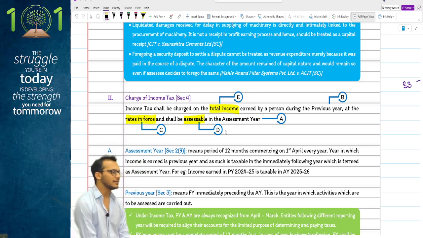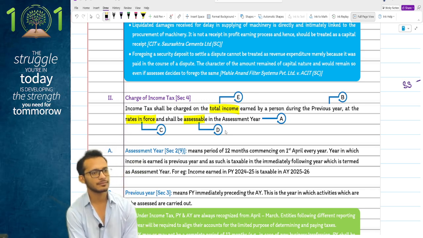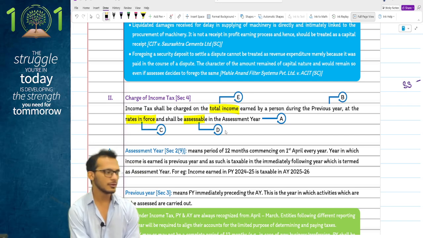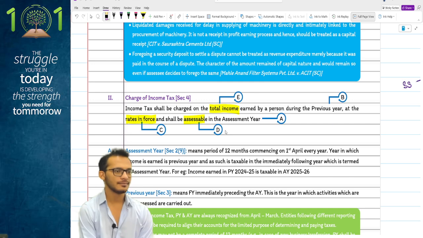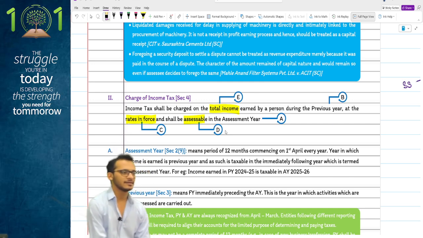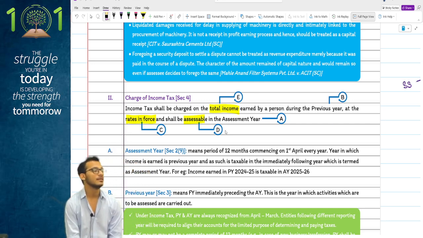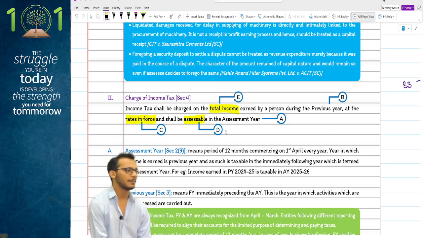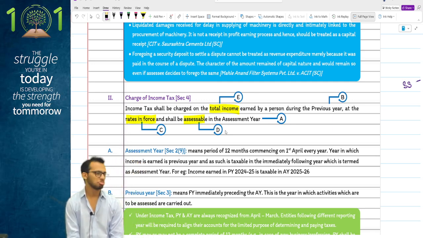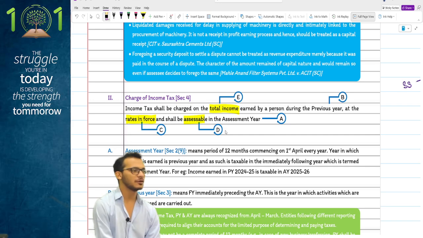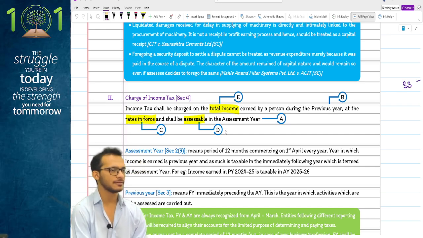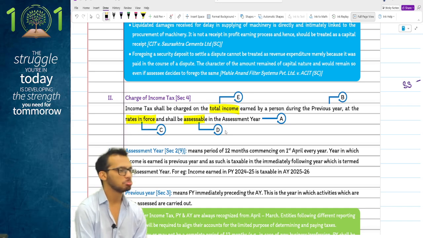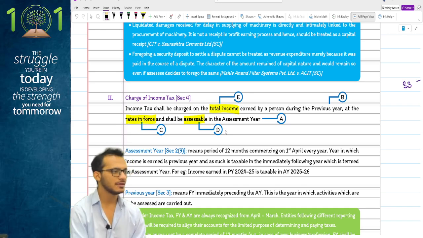Now, Rahul, what are the cases where a previous year will be less than 12 months? Newly started company. Next. Newly started business. Next. Very good. Shut down in the middle of the year. Next. First time source will only help you in advance tax. It will not help you in changing your previous year. Next. Newly born in the current year.